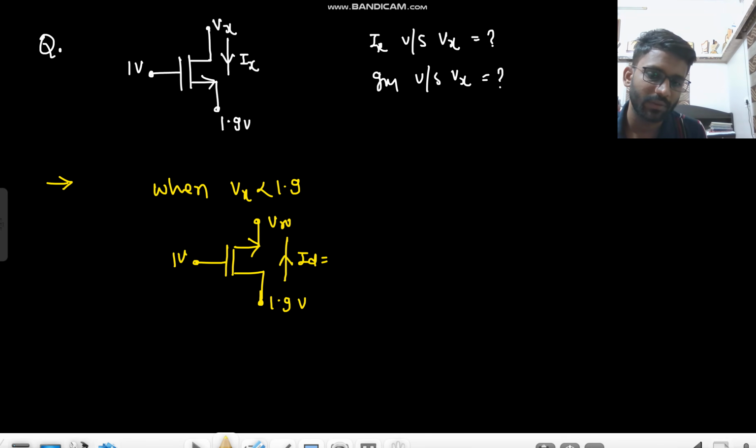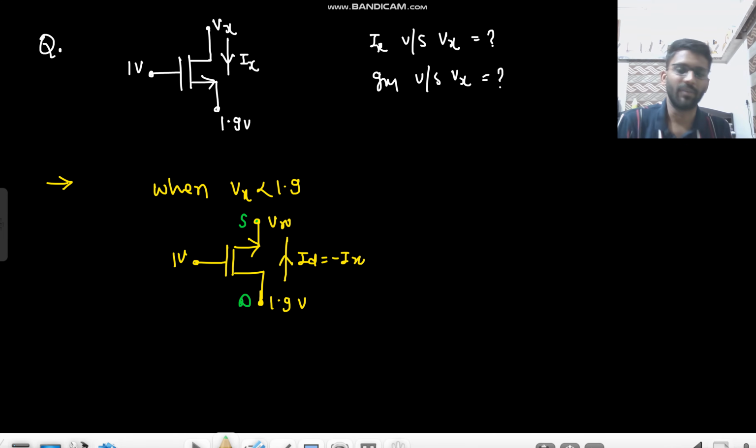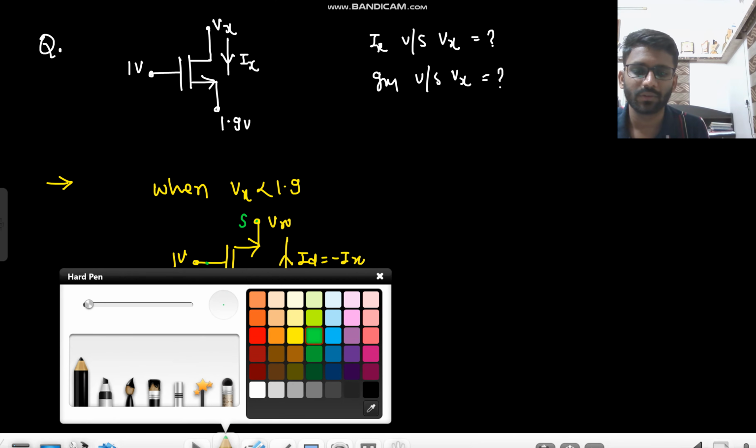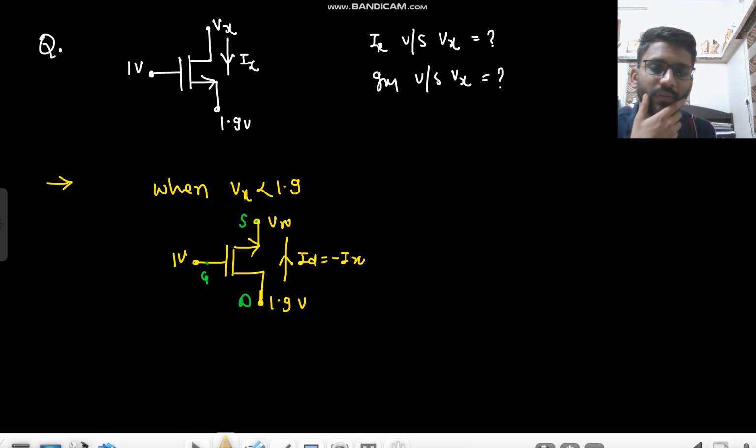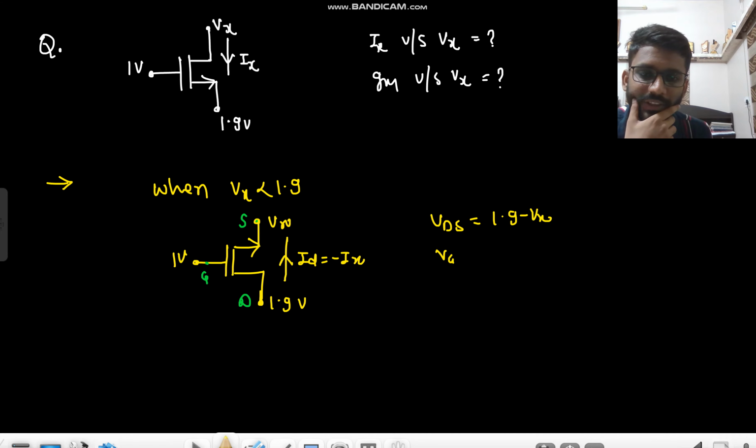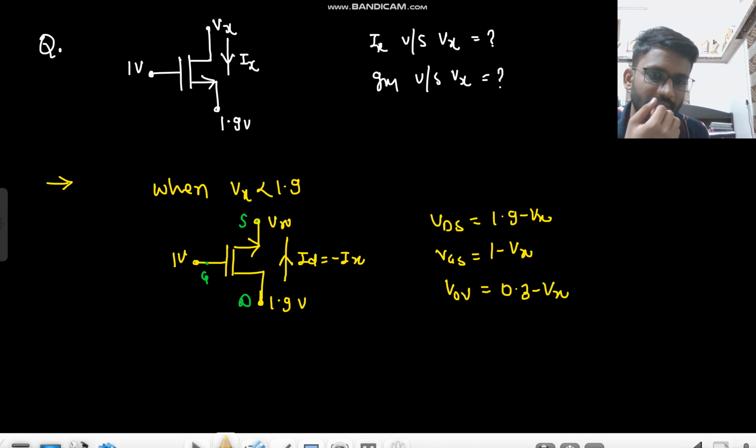Okay, Id equals to minus Ix. I have already told you, when we talk about NMOS, higher potential will be at drain and lower potential will be at source. And this is surely the gate. So what is your VDS here? VDS is 1.9 minus Vx. What is your VGX? It is 1 minus Vx. What is your V overdrive? V overdrive is VGS minus VT. That would be 0.3 minus Vx.